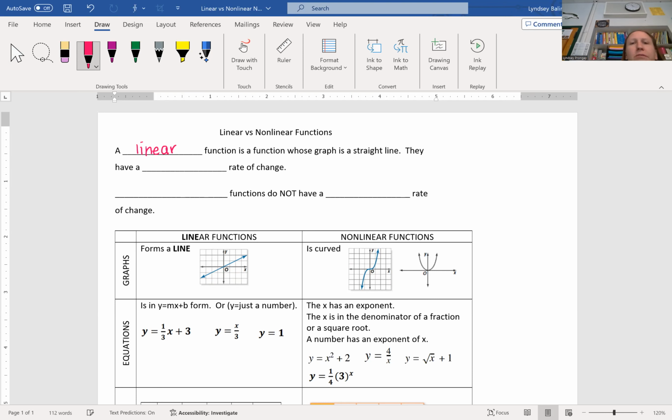A linear function is a function whose graph is a straight line, which makes sense. If we look at the word linear, the word line is in the word linear. And the reason they are a straight line is because they have a constant rate of change. So constant means it doesn't change. Okay, it's always the same. Rate of change means slope. So another way of saying this is that the slope is always the same.